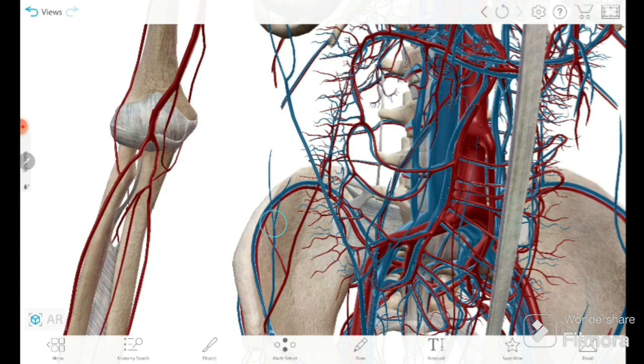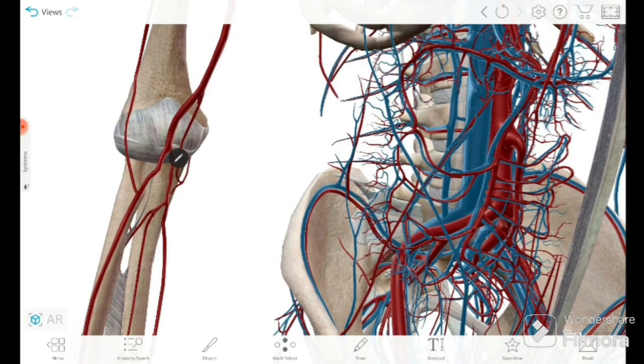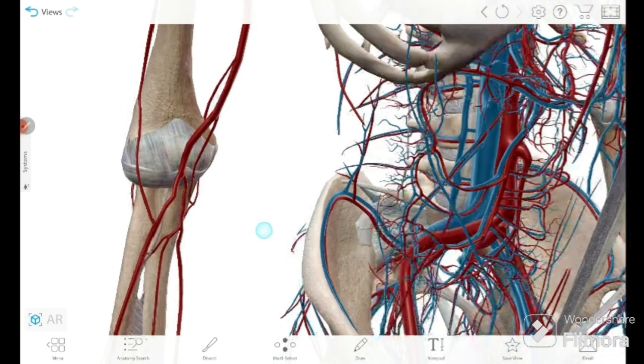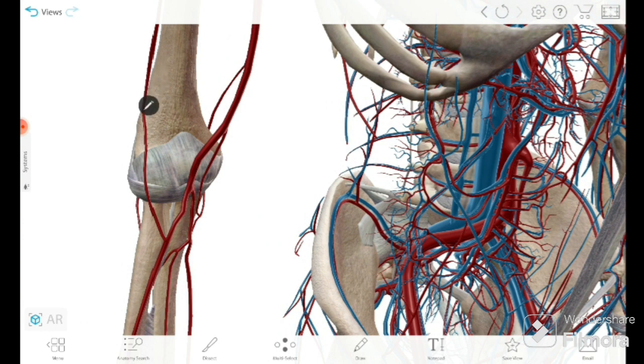Now we will see the other branches. So this is the ulnar artery dividing into the posterior interosseous artery. We can see this artery over here is crossing the interosseous membrane. So this is the posterior interosseous artery, and this one is the anterior interosseous artery, and this is the radial artery giving off the radial recurrent branch, which is anastomosing with the radial collateral artery. So this we saw was the radial recurrent artery, and it is anastomosing with the radial collateral branch of the radial artery.